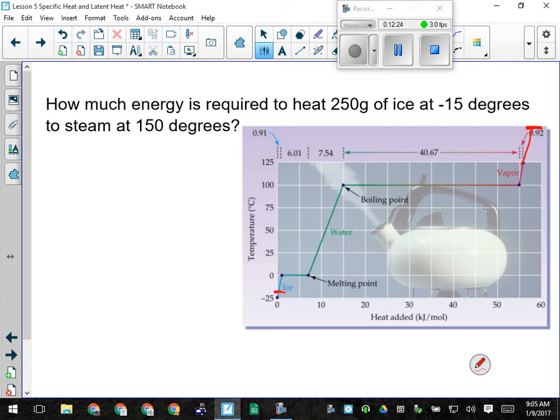The first thing we have to do is calculate how much energy is required to heat the ice from minus 15 to 0. That'll be step 1. Then I'm going to have to figure out how much energy is required to melt the ice. It's not going to change temperature during that part, it's just going to melt. That'll be step 2. Then I've got to heat the water to its boiling point. That'll be step 3.